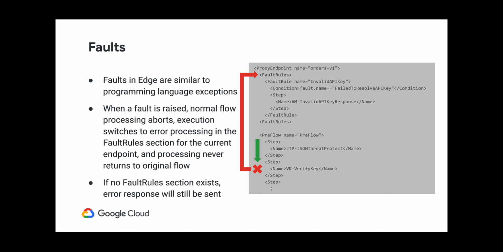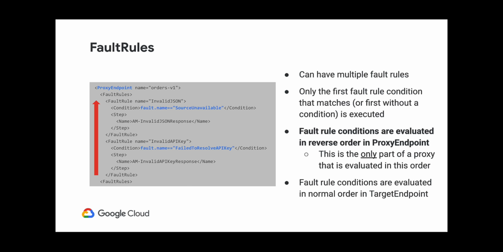Now let's talk about fault handling in Apigee. Faults in Apigee are similar to exceptions in programming languages. When a fault is raised, the normal flow processing is aborted and the execution flows to the fault rules section for the current endpoint. Importantly, processing never returns to the original flow.